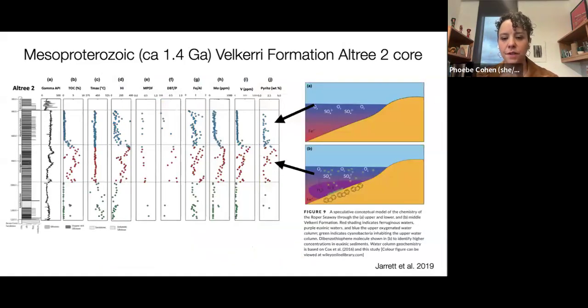I'm showing some figures from one of Amber Jarrett's papers looking at various redox proxies through this core, which has been divided up into 3 members now: the Lower Kalala, the Amungi, and the Waiwori. Then these little cartoons from Jarrett 2019 show conceptual models of the chemistry of the upper Altree and the middle. In the middle Altree, we have more evidence of euxinia, with elevated molybdenum and uranium proxies, and there are many other people, including many papers by Cox, who have also reproduced or done some of this work.